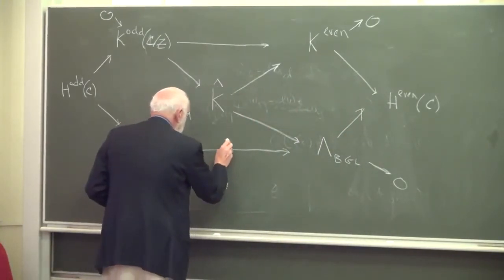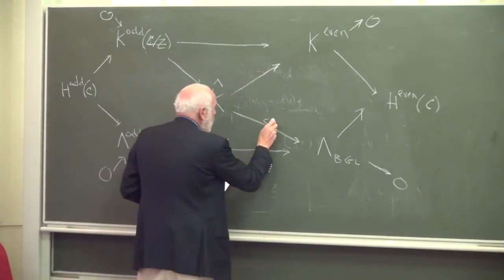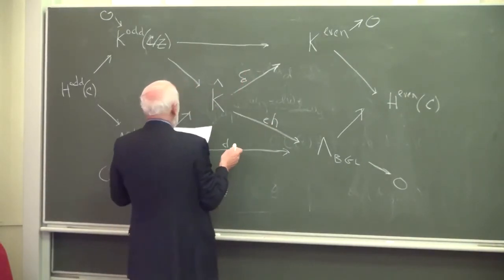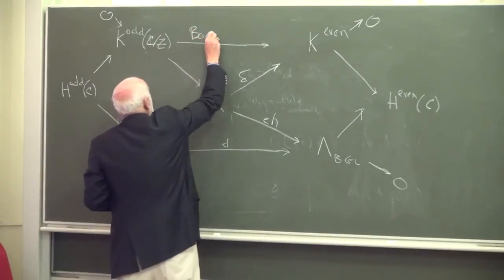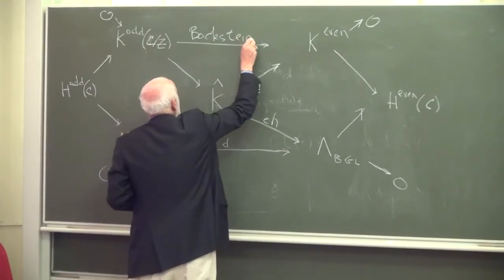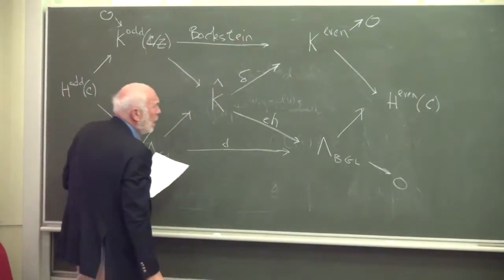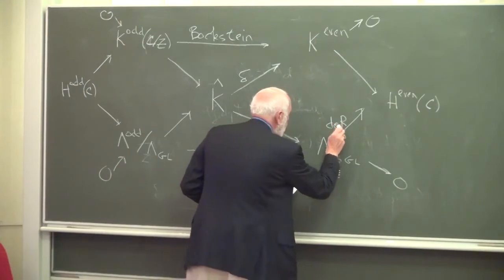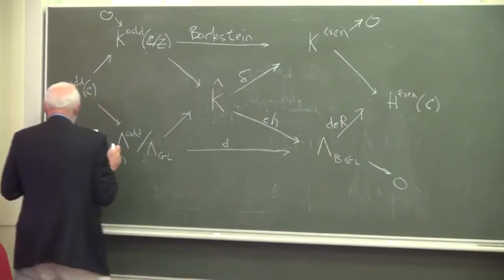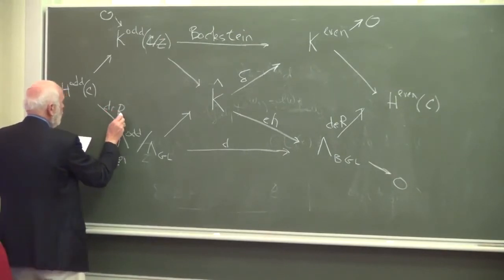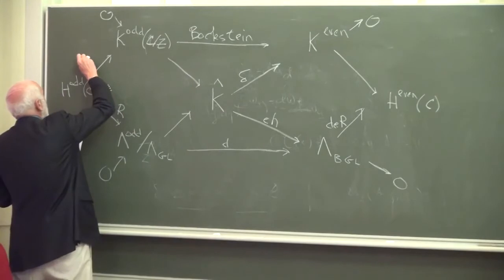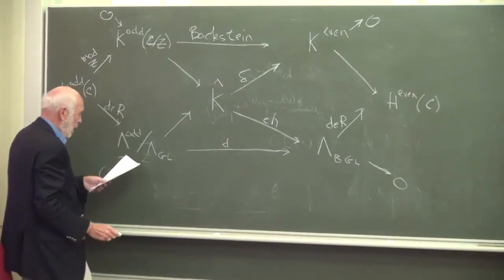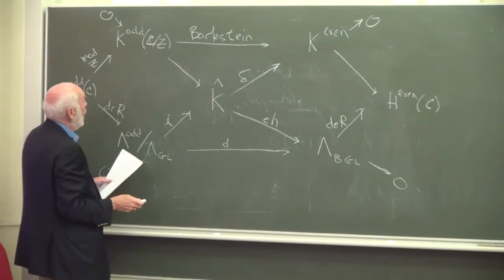And then I'll label. Some of these things will look familiar. Some of them won't. That's Chern. That's a delta. This is a Bockstein. This is de Rham. It's a de Rham map. This is a de Rham map. This is just mod Z. This is I. And this is J.